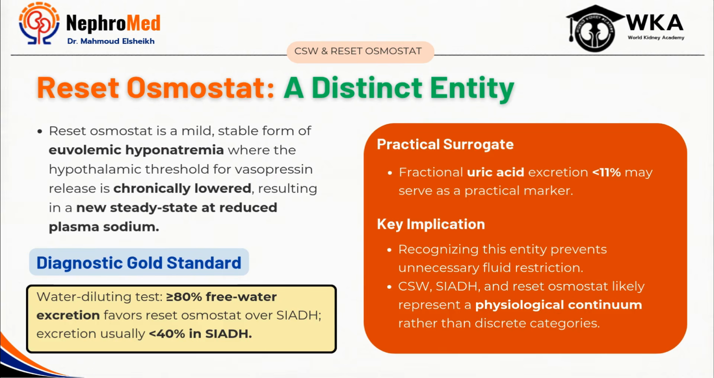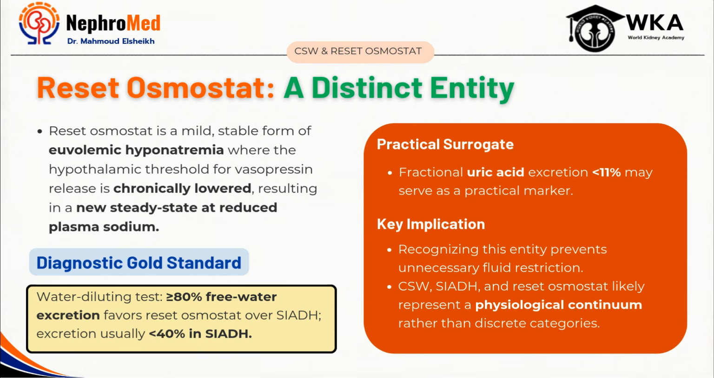Reset osmostat is an important but frequently overlooked cause of chronic mild hyponatremia. In this condition, the hypothalamic threshold for vasopressin release becomes chronically shifted downward. As a result, the body establishes a new steady state of sodium concentration at lower levels, as we mentioned. So unlike classic SIADH, the patient is not progressively retaining water uncontrollably. Instead, the system is relatively stable, just reset to operate around a lower plasma sodium concentration.